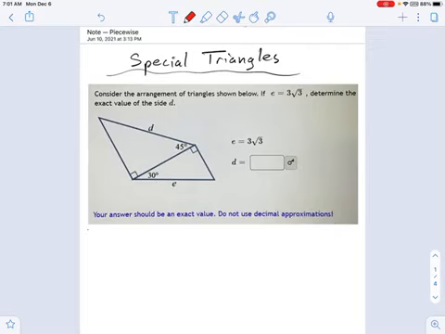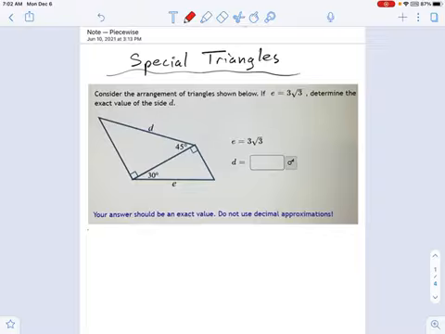Sometimes as a character building exercise, you're going to look at not just one special triangle, but a pair of them in combination with each other, or even more than two triangles. You might have a whole bunch of them arranged together. And the purpose of this is just to give you some more exercise with your special angles and help you memorize the relationships between the sides.